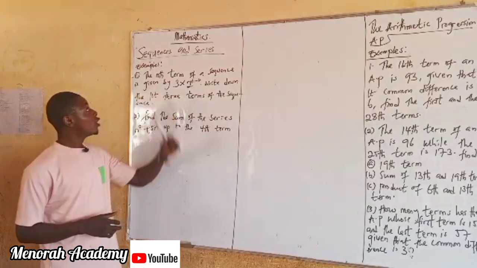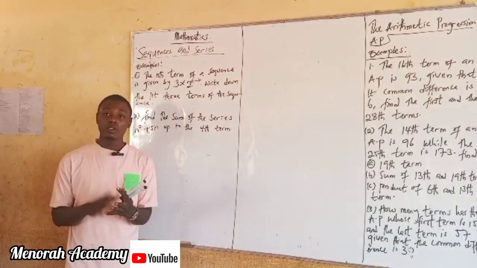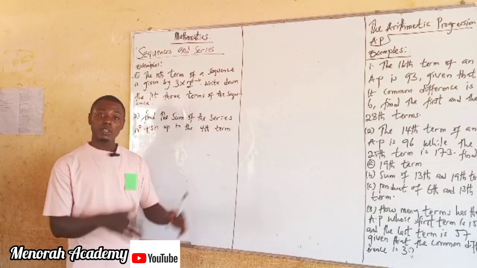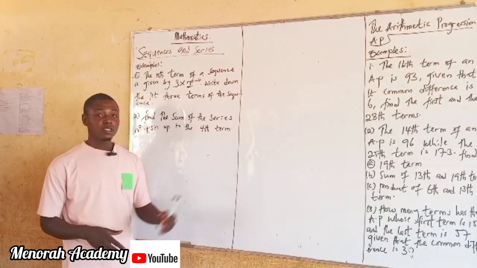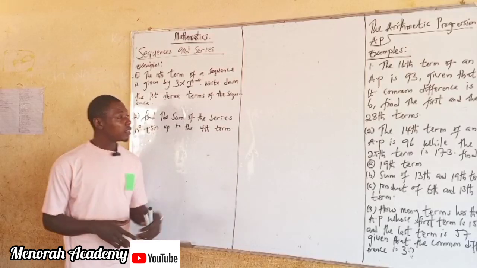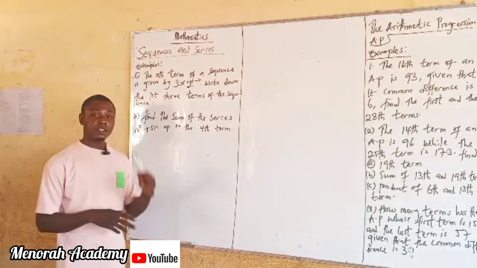So today, we're looking at sequence and series. Under it, we'll be looking at AP, GP, and also the sum of AP, the sum of GP. Also, we will be looking at the sum to infinity of a GP, and more of them. So I'll be guiding you through very fast.